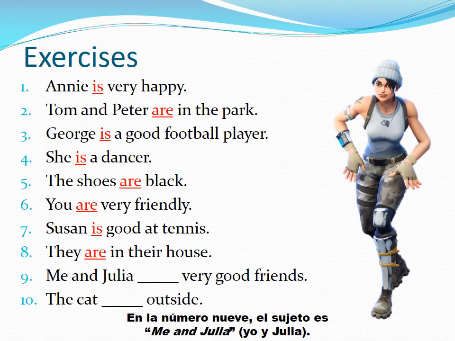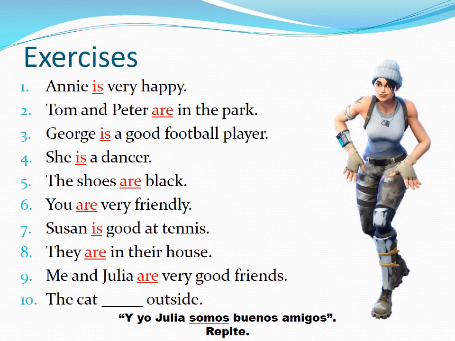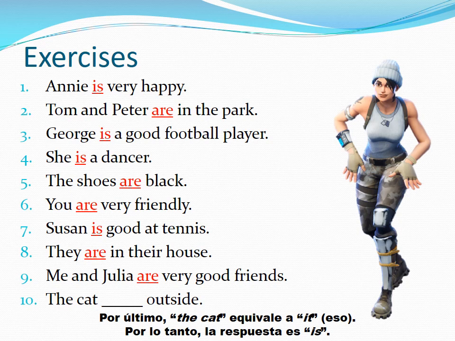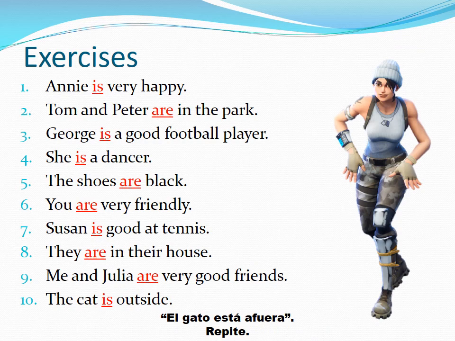In number 9, the subject is me and Julia. That equals we. So the answer is are. Me and Julia are very good friends. Repeat, me and Julia are very good friends. Finally, the cat equals it. Therefore, the answer is: the cat is outside. Repeat, the cat is outside.